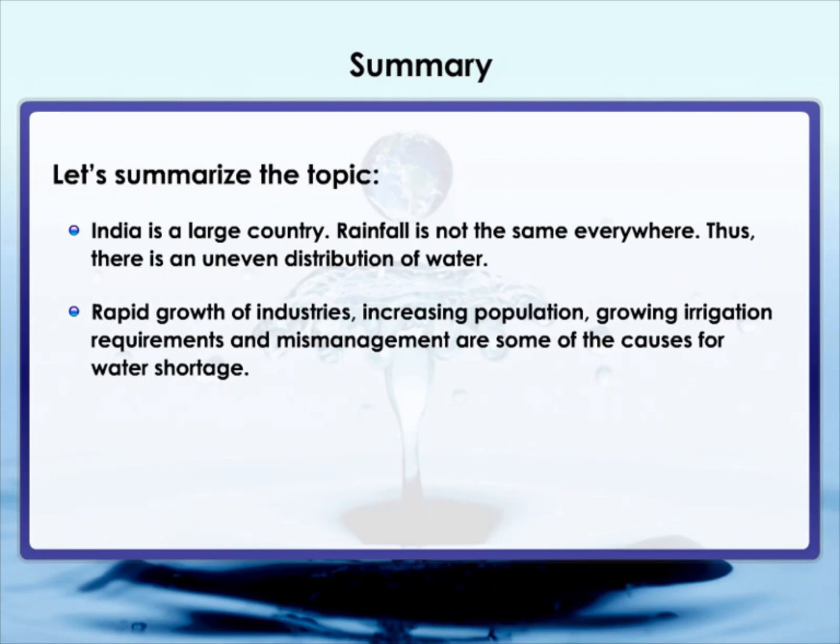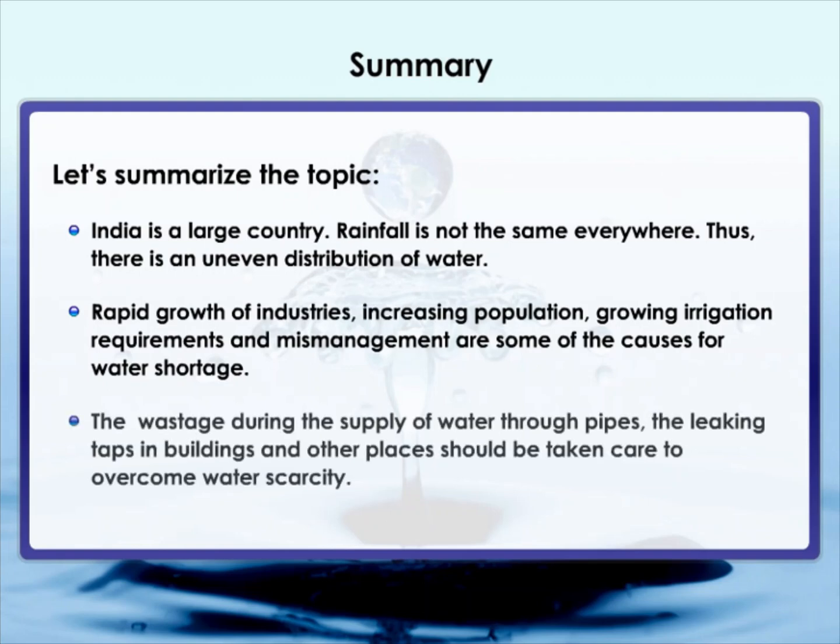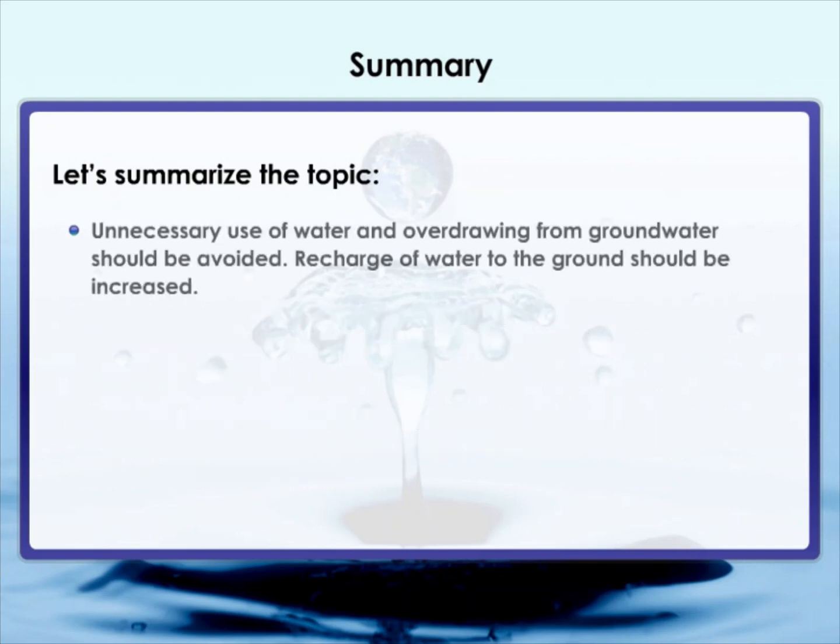Rapid growth of industries, increasing population, growing irrigation requirements, and mismanagement are some of the causes for water shortage. The wastage during the supply of water through pipes, the leaking taps in buildings, and other places should be taken care of to overcome water scarcity. Unnecessary use of water and overdrawing from groundwater should be avoided. Recharge of water to the ground should be increased.